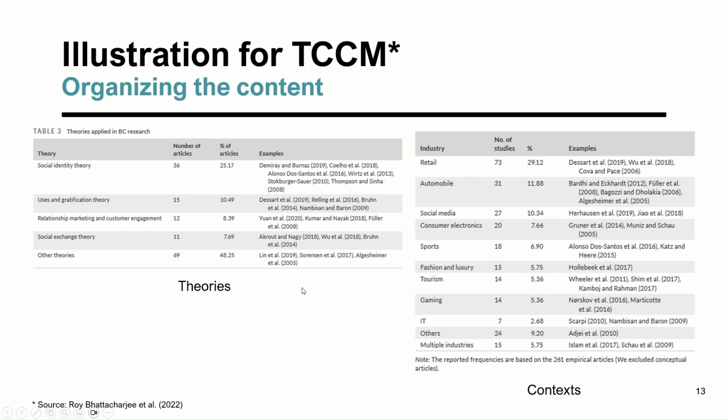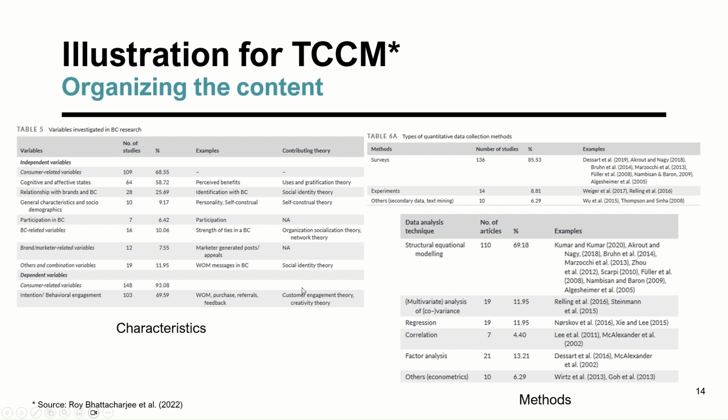The TCCM, the context, and characteristics, which is where you're looking at some of the IVs, some of the DVs, and the methods as well, talking about what methods have been used, like structural equation modeling, regression, correlation, how many of these studies have looked at specific methods, and so on and so forth.